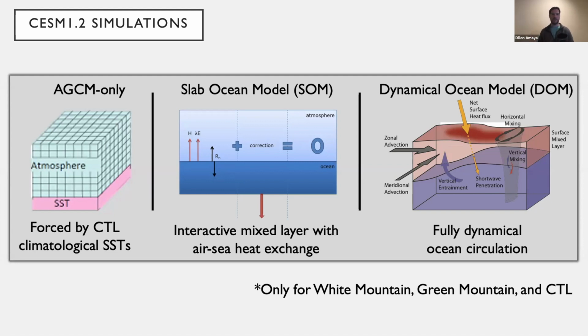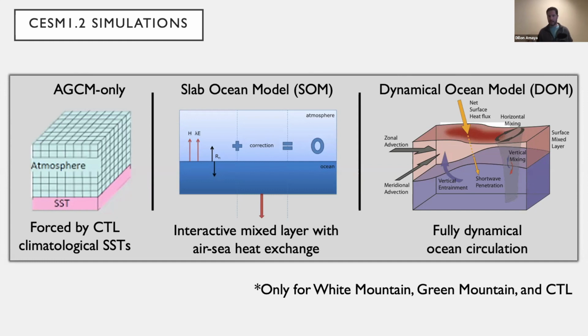in boundary conditions. The climatological SSTs are fixed to the control values. There's a slab ocean model configuration, or SOM configuration, where we have a very thin ocean. It's about 50 meters deep everywhere. It allows for air-sea heat exchange, but there's no ocean circulation, there's no dynamics in the ocean to move heat around.